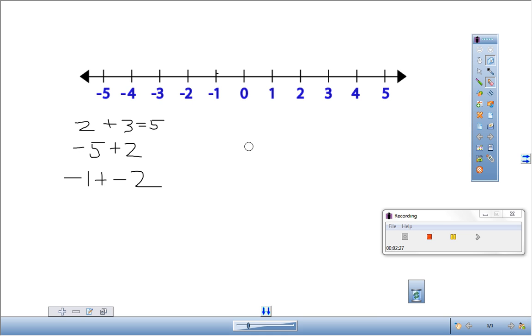This time, we're going to start on negative 5. Same thing as the other one, though. We're going to go towards the positive direction, which is to the right, 2 spaces. 5, 4, 3. We land on negative 3.